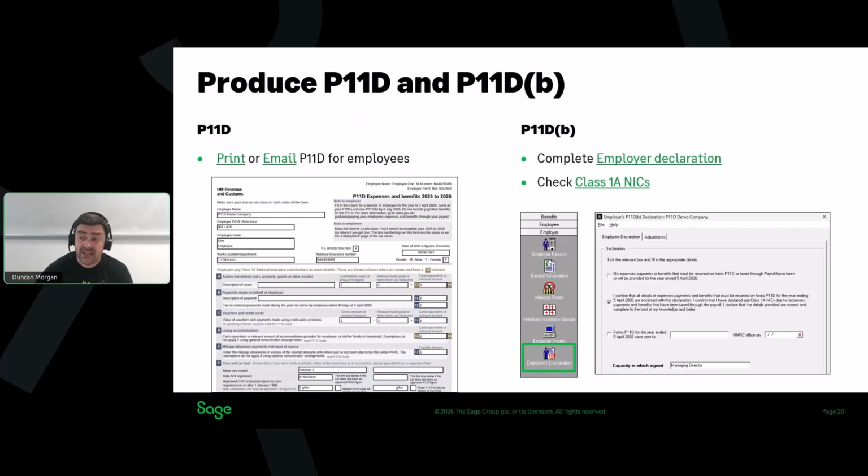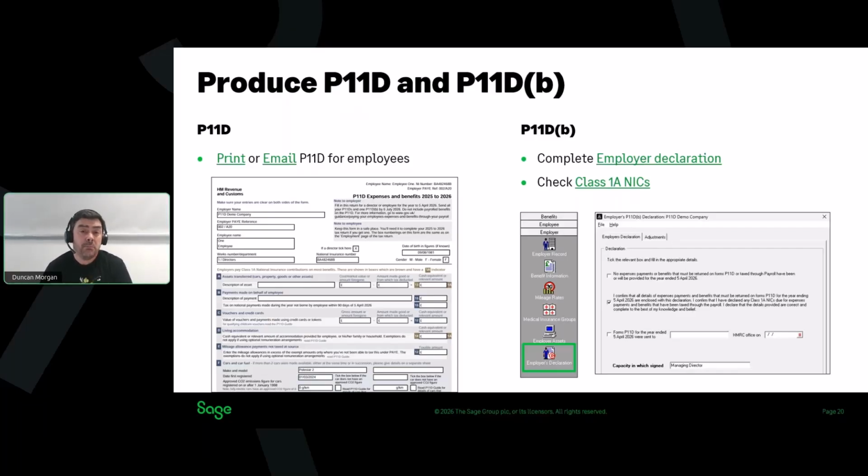Now the P11DB is your employer declaration, and as part of this, it's your responsibility to check that the Class 1A national insurance contributions stated are correct. And there is an option during this section for you to add any manual adjustments to your Class 1A.